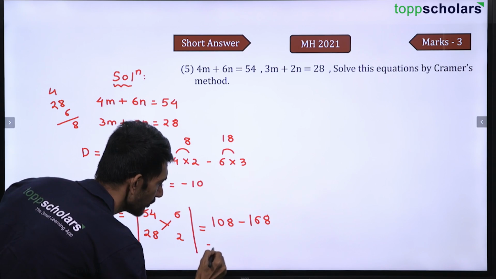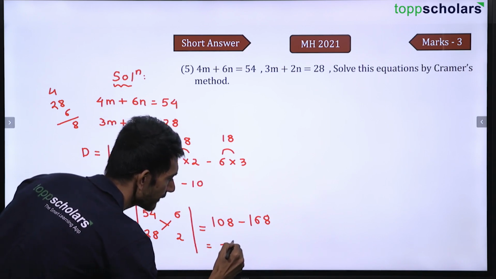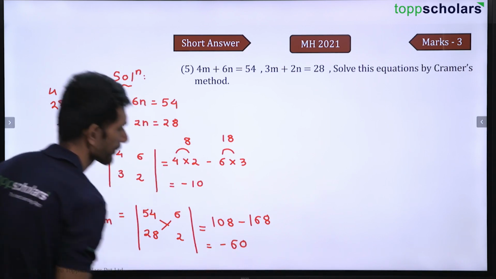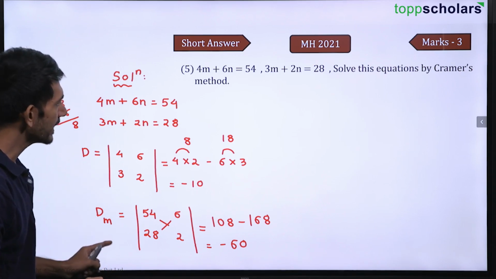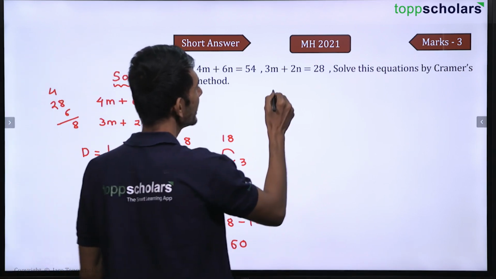And then 108 minus 168 is minus 60. So we have d, we have dm. Now find out dn.